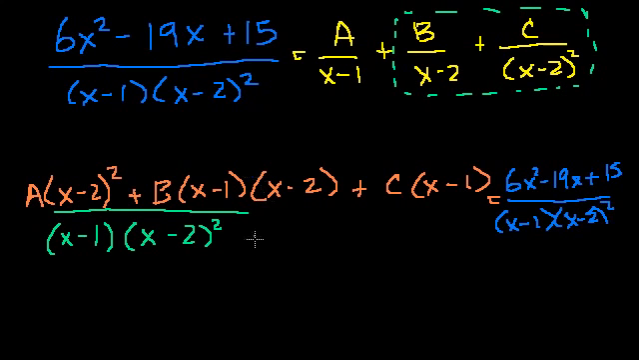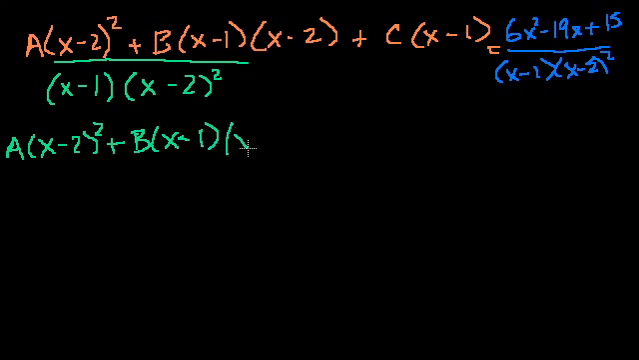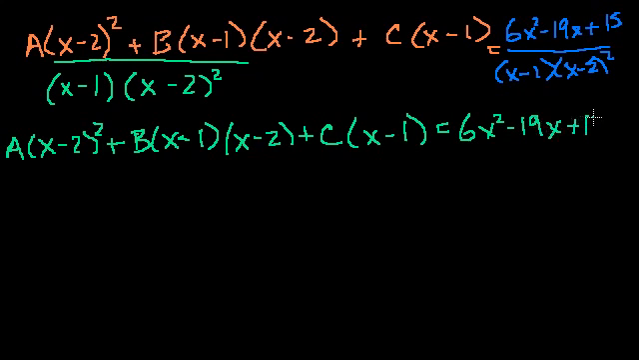And like we've done in every problem so far, the denominators are the same, so we can just set the numerators equal to each other and try to solve for a, b, and c. I'm really just rewriting it: a times x minus 2 squared plus b times x minus 1 times x minus 2 plus c times x minus 1 is going to be equal to 6x squared minus 19x plus 15. There you go. And now we have to solve for them, and we can do it just the way we've done the previous problems. We can pick choices for x that make things cancel out nicely.